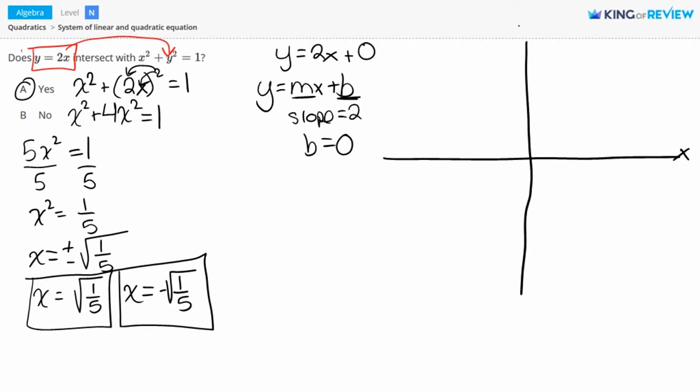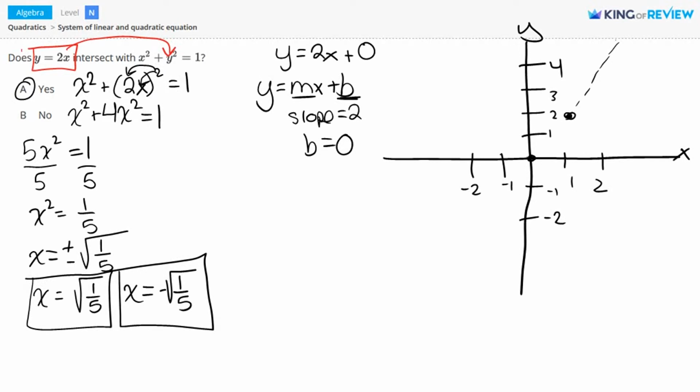Here's our x-axis and our y-axis. Okay, so we have a y-intercept at 0, that's right here, and a slope of 2. This means up 2 over 1. So the next point would be right here. And we can use these values to draw in a line. And here's our line.